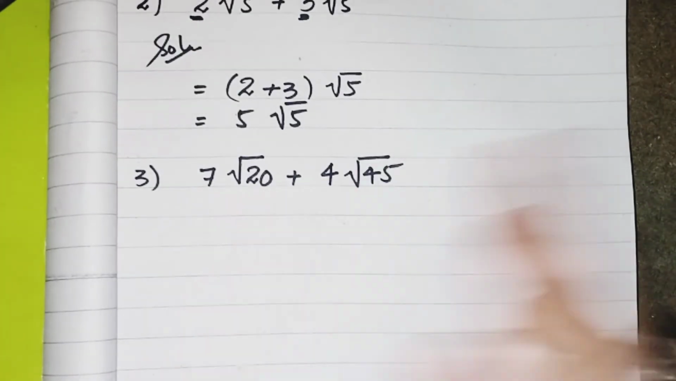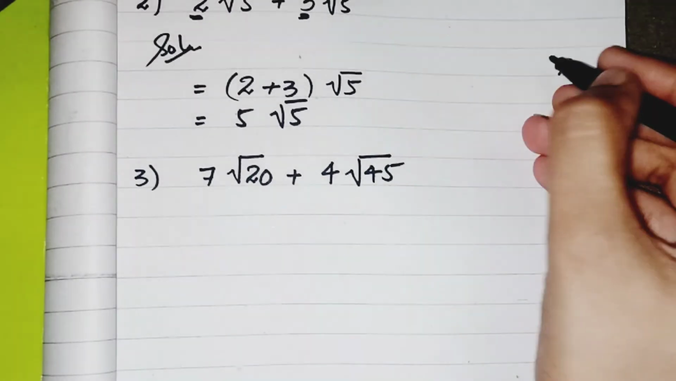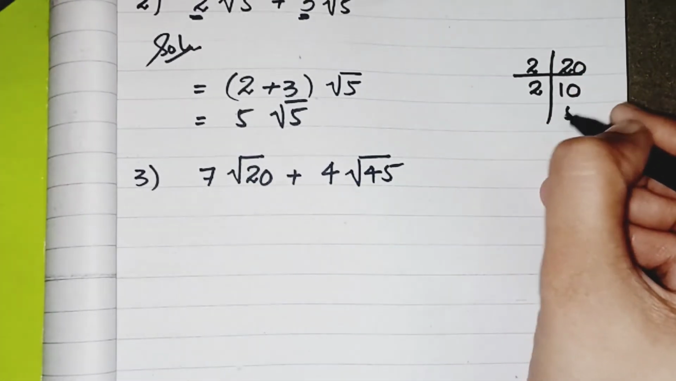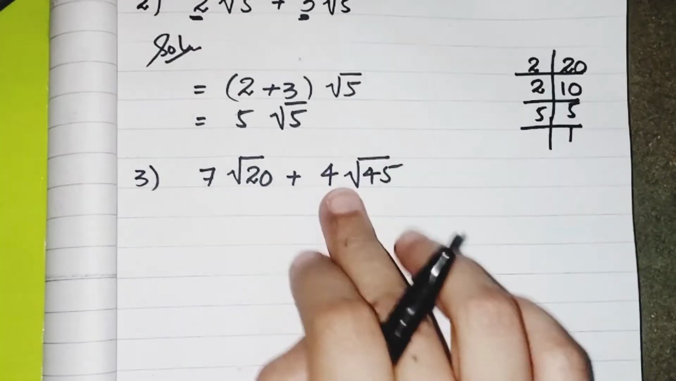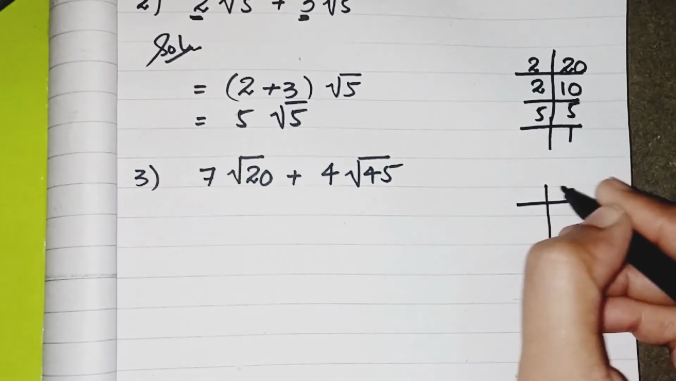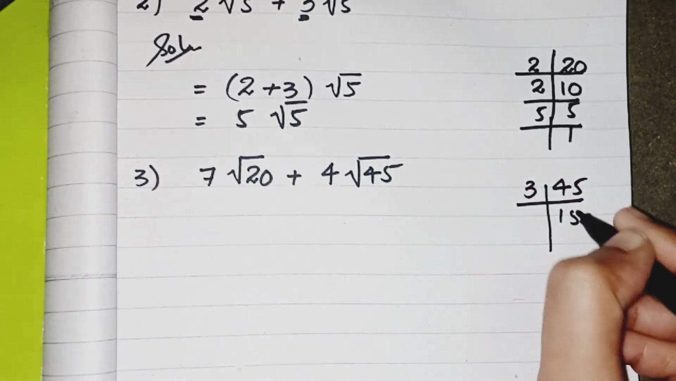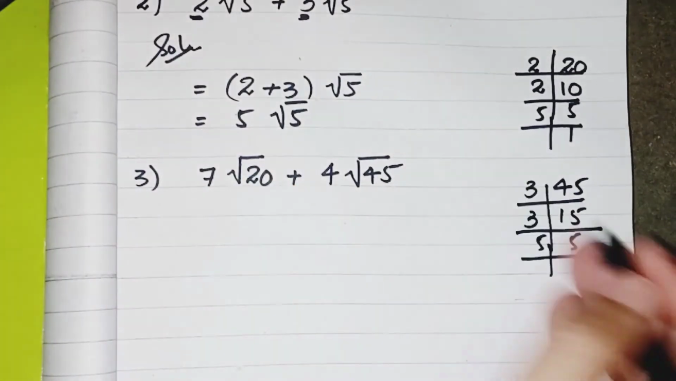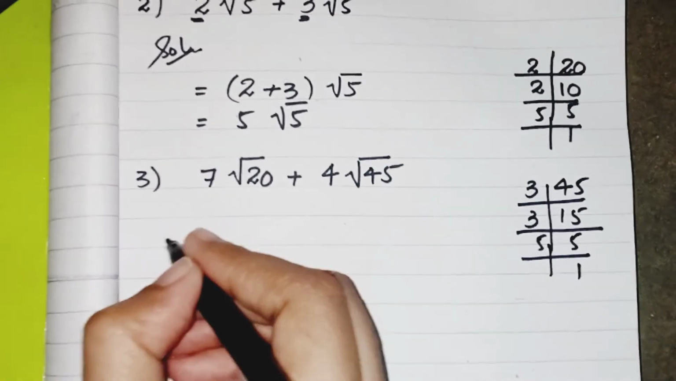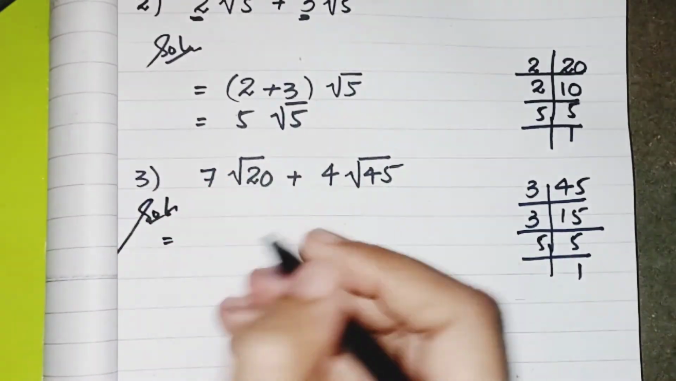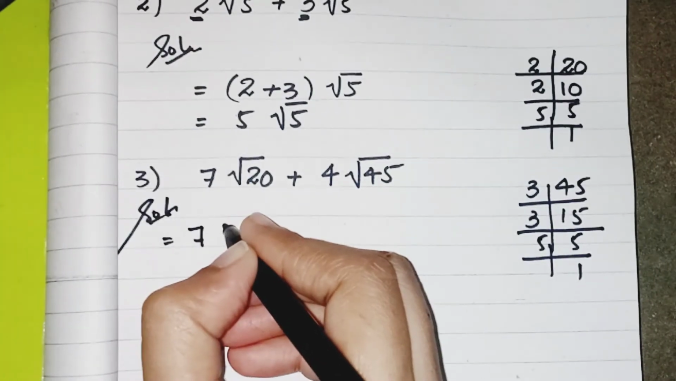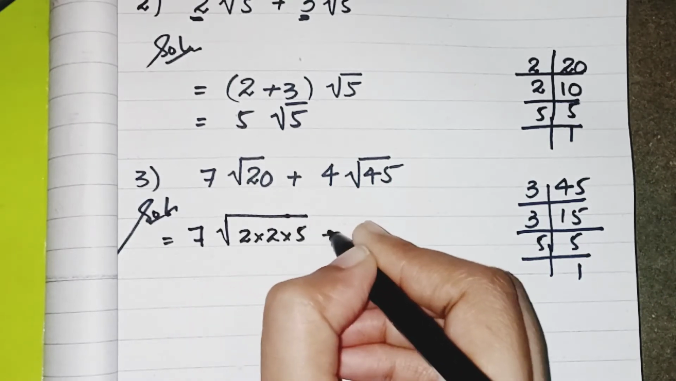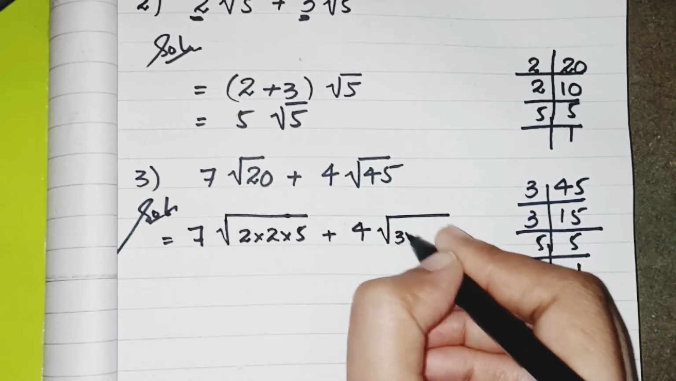For that I have to find the factors of 20 at first. The factors of 20: 2 tens are 20, 2 fives are 10, and 5 ones are 5. On the other hand, I have to find the factors of 45: 3 fifteens are 45, 3 fives are 15, and 5 ones are 5. In place of these I have to write their factors, as we know that to find the square root we write the factors of a number instead of them. 2 into 2 into 5 plus 4, 3 into 3 into 5.